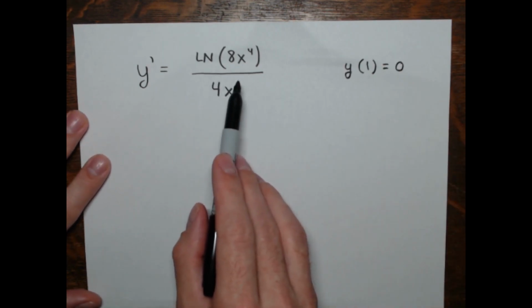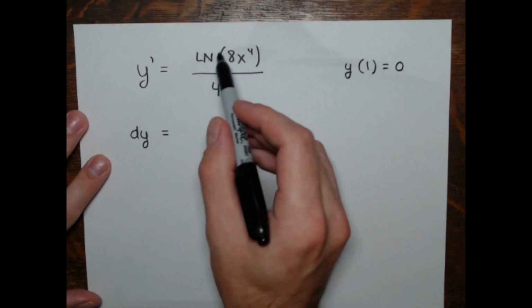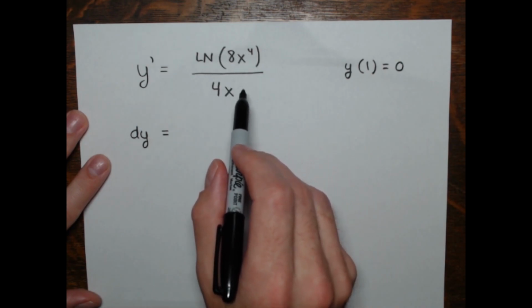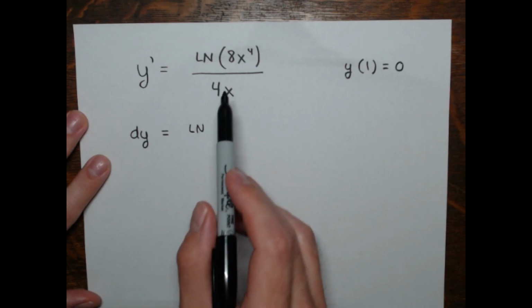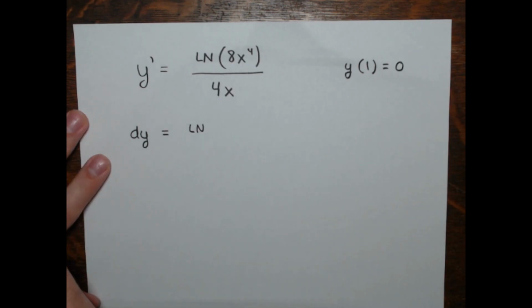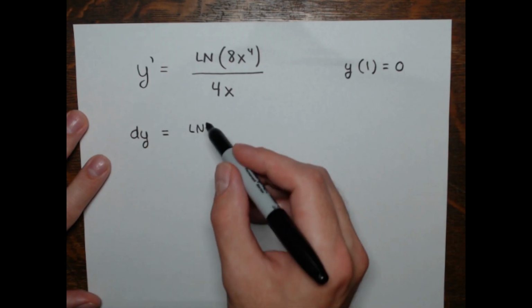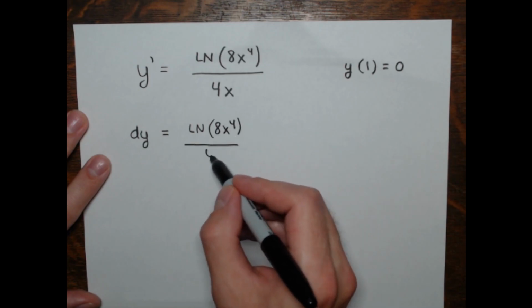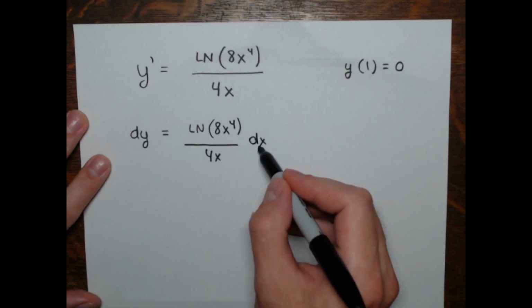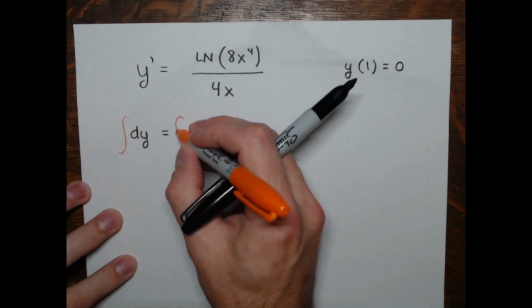Now this, you'd have dy and then move the dx. All this has x in it. There is no function of y over here. Technically it is separable, but this is really like any other equations you saw in section 4.1. This is y prime in terms of x. So to find y in terms of x, you're just integrating. We have the integral of the natural log of 8x to the fourth, over 4x dx here. And then to get y, you're just integrating.